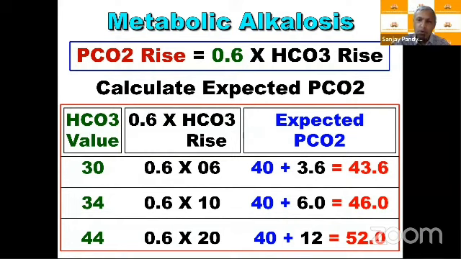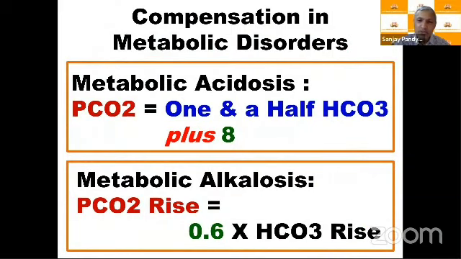So remember that PCO2 rise is equal to 0.6 into bicarbonate rise. Add this rise to 40 and you will get the expected value of PCO2. To summarize, in metabolic acidosis, PCO2 is equal to 1.5 bicarbonate plus 8; in metabolic alkalosis, PCO2 rise is equal to 0.6 bicarbonate rise. Now your turn is over. Again, I will revise: in metabolic acidosis, PCO2 is equal to 1.5 times bicarbonate plus 8, and in alkalosis, PCO2 rise is equal to 0.6 into bicarbonate rise.